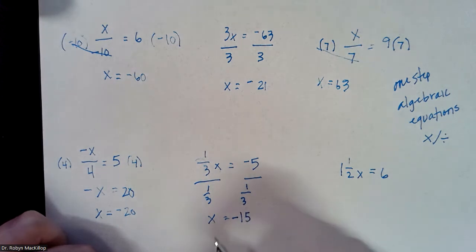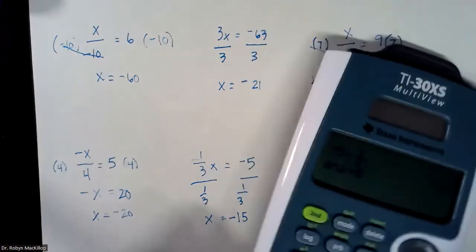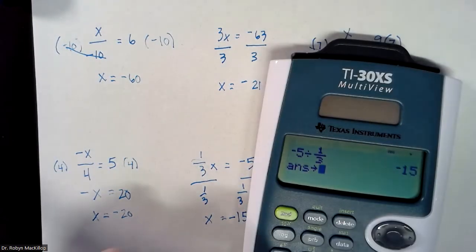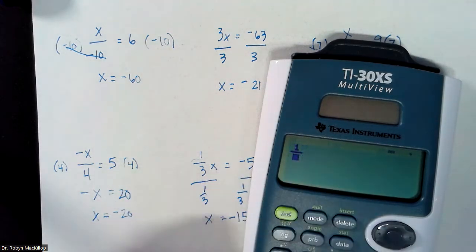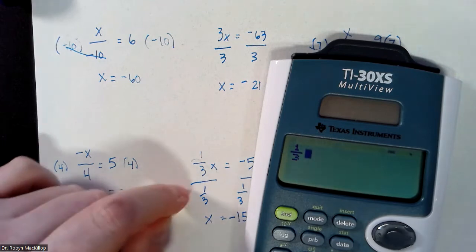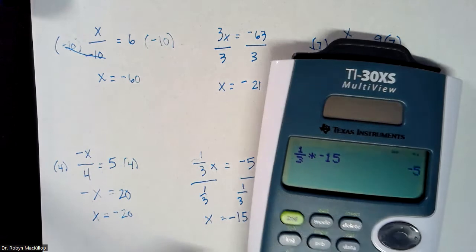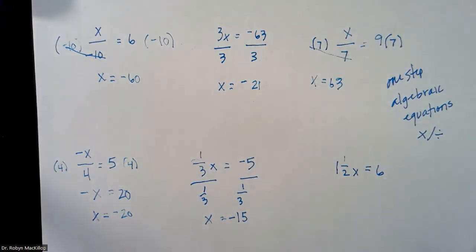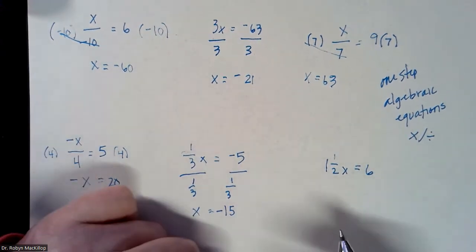negative 15. Now, if we plug that back in, we can check it on our calculator again. That would be fraction 1/3, arrow out of that, times negative 15 equals negative 5. So perfect. I can do that for you in longhand. Maybe I will. Let's do this one first, and then I'll do one longhand.